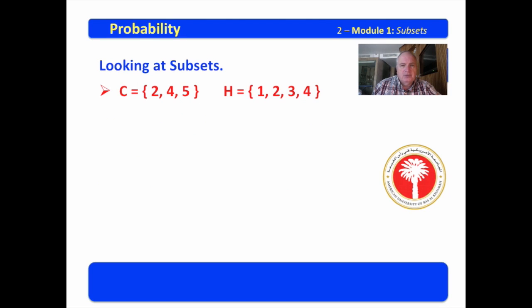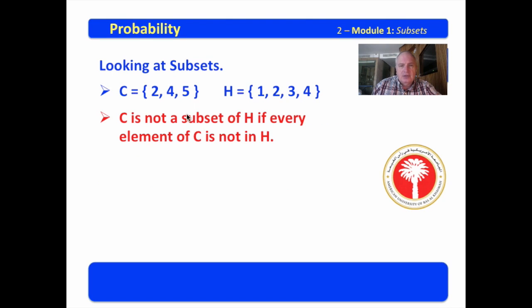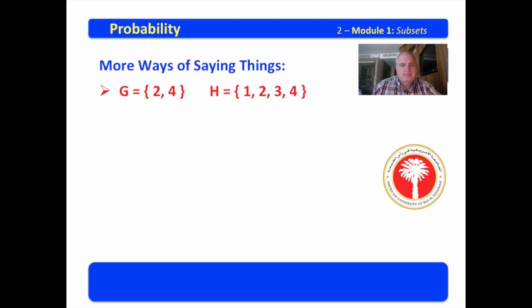Now let's look at some other things here. C is not a subset of H if every element of C is not in H. If you'll notice, set C is 2, 4, and 5. Set H is 1, 2, 3, and 4. The element 2 is in H, the element 4 is in H, but the element 5 is not in H. So C is not a subset of H. Now here's how you write that in symbols. C is not a subset of H. This is read as C is not a subset of H. You have to learn to speak the language.